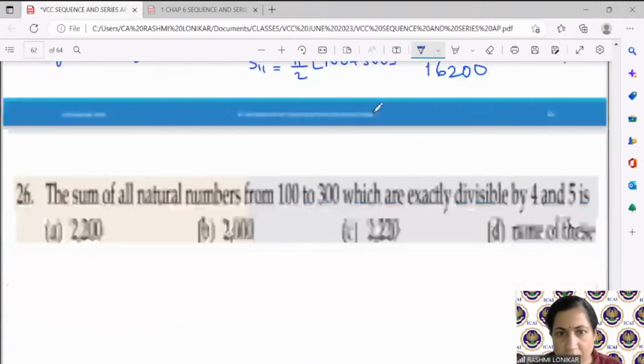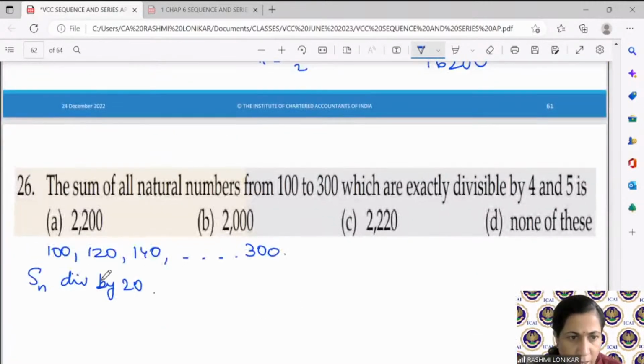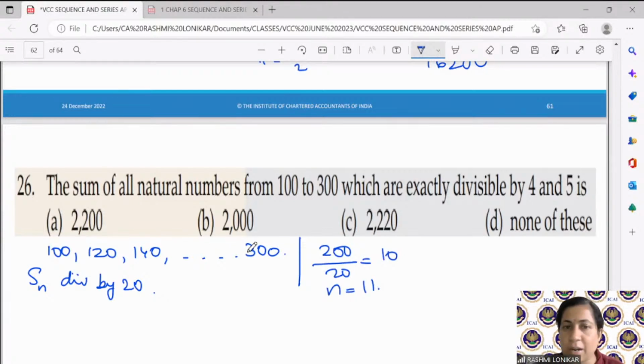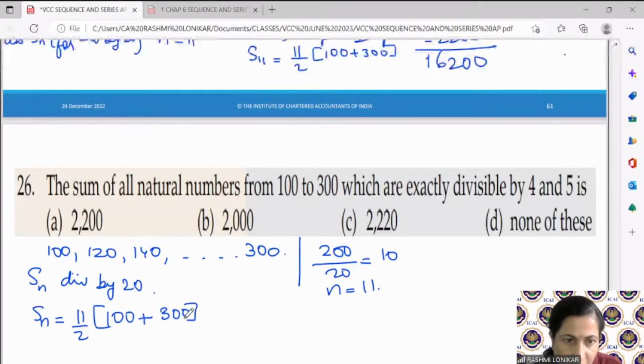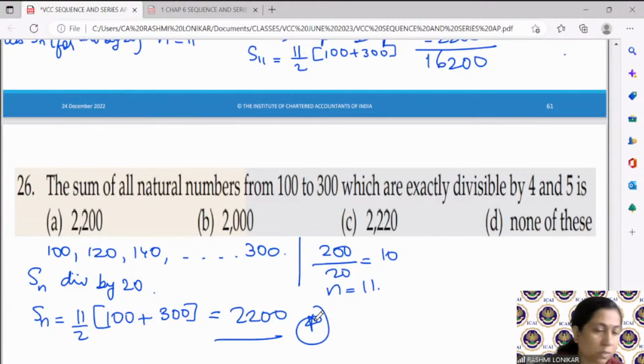And the next sum is simple. How many numbers are divisible by 20? 300 minus 100 is 200 divided by 20, which is 10, so n is equal to 11. So there are 11 numbers between 100 and 300 which are divisible by 20. Sn is equal to 11 upon 2, a plus l. a is 100, l is 300. So this is 400 divided by 2, 200 into 11, which is 2200. So 25 and 26 I have solved completely.